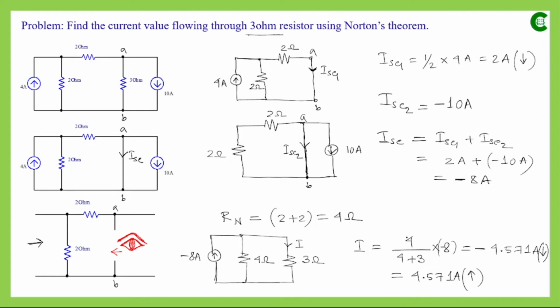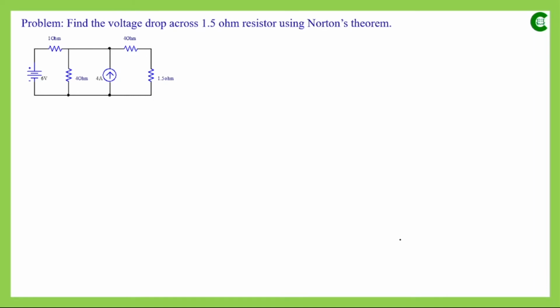Next, we will simplify another DC network having independent sources by applying Norton's theorem. In this network, as you can see, we have multiple resistors again, and we have one independent voltage source and one independent current source. We have to find the voltage drop across the 1.5 ohm resistor. This is our concerned load resistor, and let's mark these two terminals as A, B.